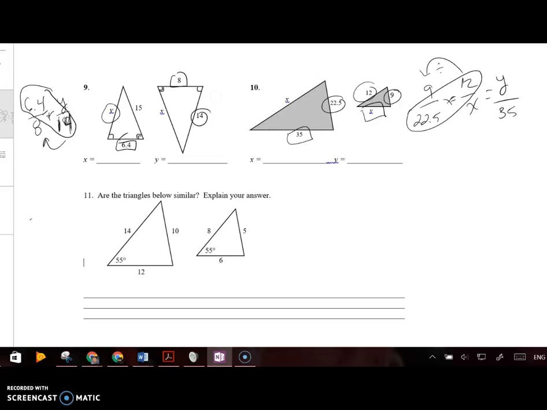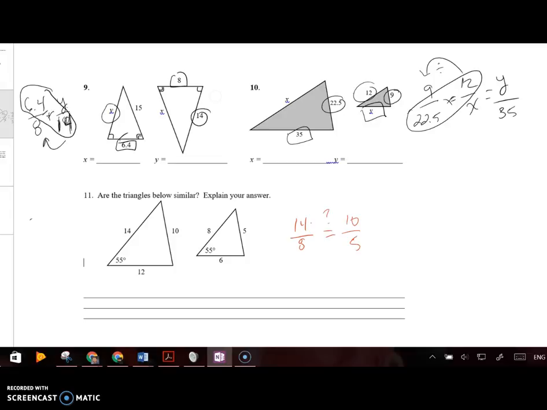Lastly, are the triangles below similar? To figure out if they're similar, the corresponding sides have to be proportional. So I'm going to take the corresponding sides, one of which is 14, and it's delaying a little bit for me. So I would take 14, let's see if a different pen will work, 14 over 8, and see, does it equal 10 over 5? Are those in proportion?